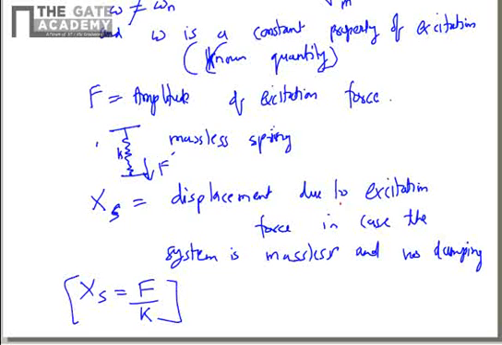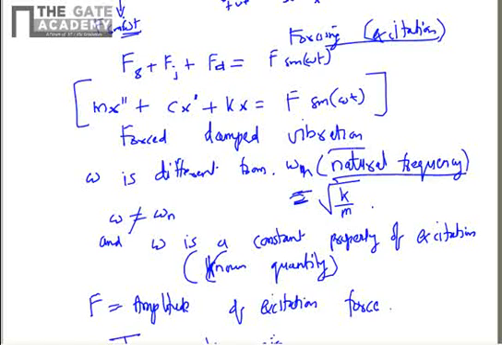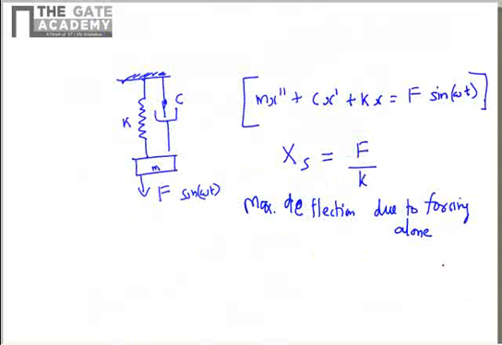So this is the displacement due to the excitation force alone, and there is no mass in the system. This is the pure effect of excitation on the displacement of the system in case no mass and no damping is there. Because of mass and damping, there will be some natural frequency coming up, and due to damping, there will be a lag between the force and the displacement, which we will see when we derive the solution from the equation of forced damped vibration. Since F is the amplitude of force, xs is the maximum deflection due to the forcing alone. No mass, no damping.